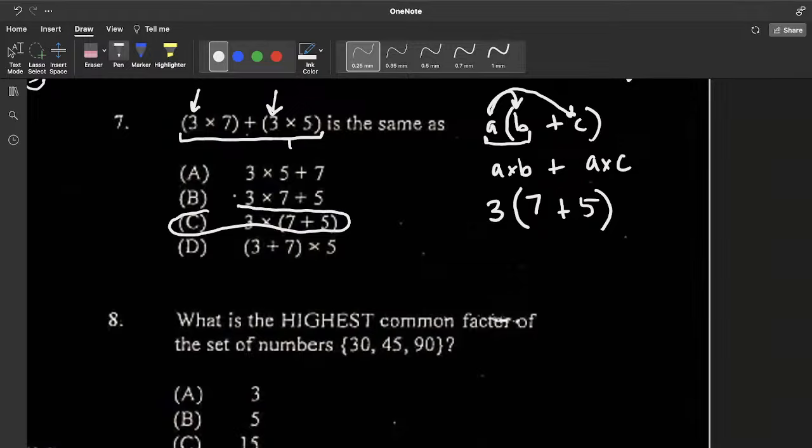Now if you really did not know how to work that out, what you could basically have done was just try each of these. So 3 times 7, 21. 3 times 5, 15. And then you try to see which one works. But you still have to remember how to do BODMAS and all that stuff. Then you work it out and ensure that you get the same answer. So that's just another way of working this out.